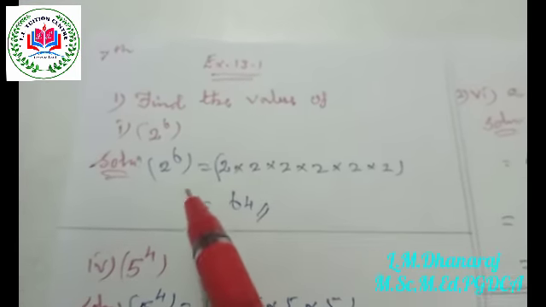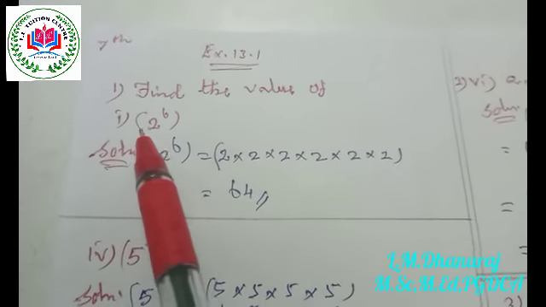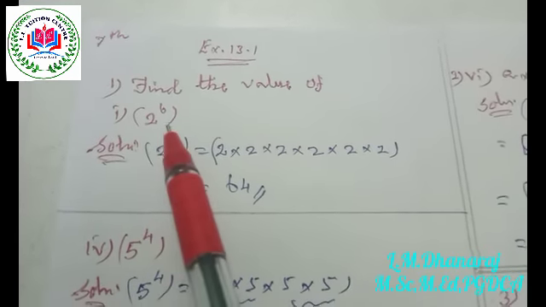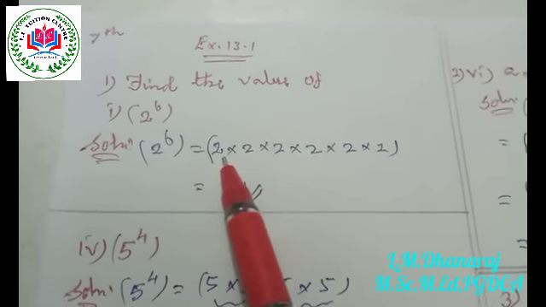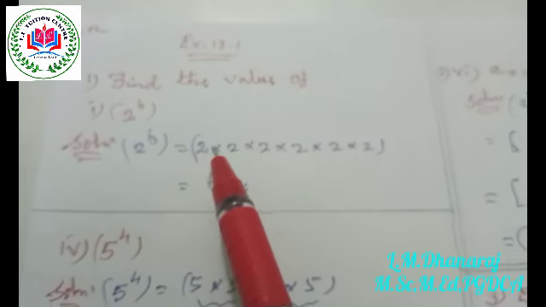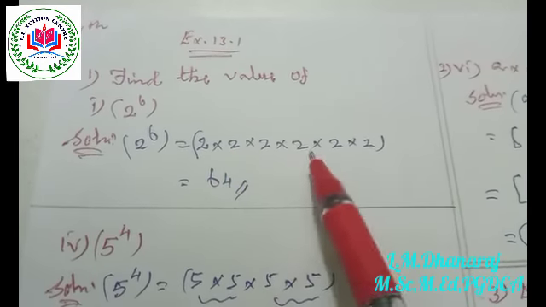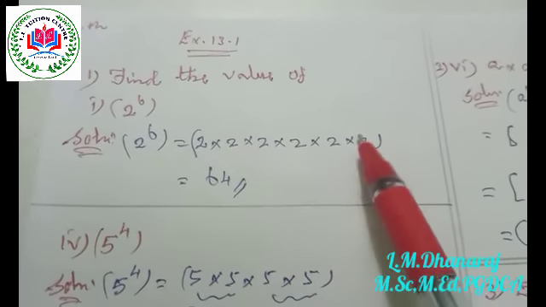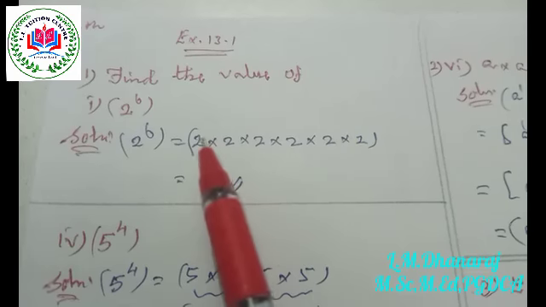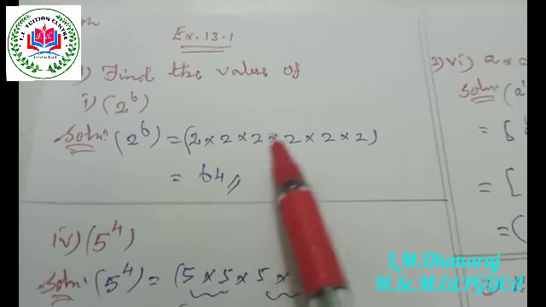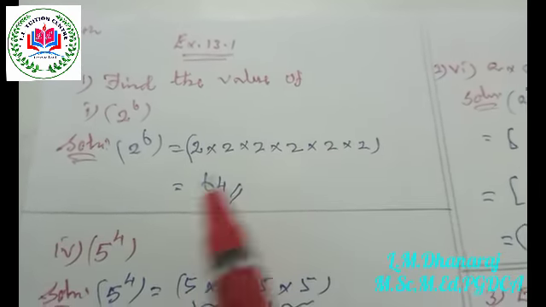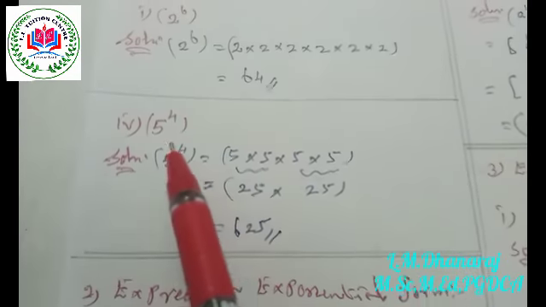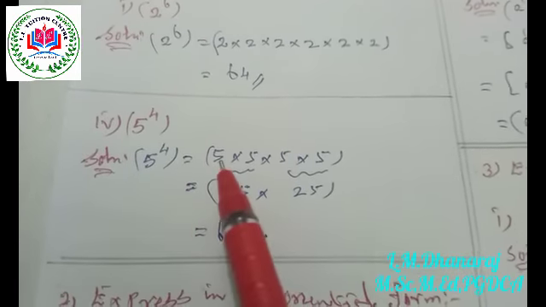Exercise 13.1, we have to find the value of the given exponent. Exponent means power. So 2 power 6. So 2 has to be multiplied 6 times. So 2 into 2 into 2 into 2 into 2 into 2. So 6 times we have to multiply. So 2 2s are 4, 4 2s are 8, 8 2s are 16, 16 2s are 32, 32 into 2 will be 64.